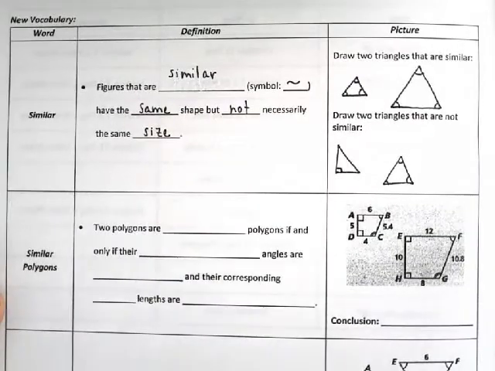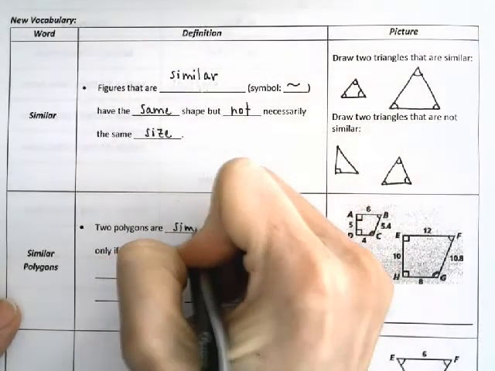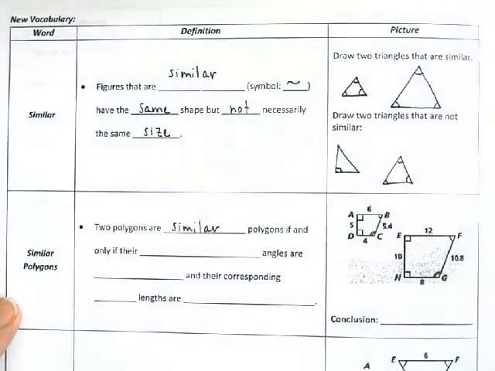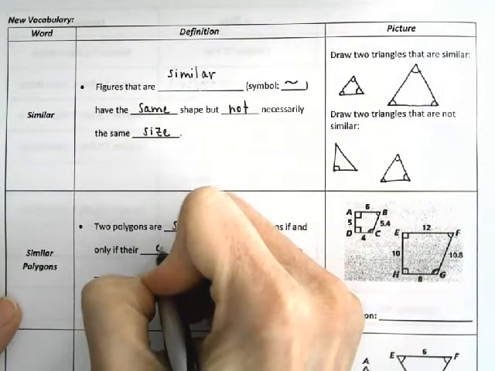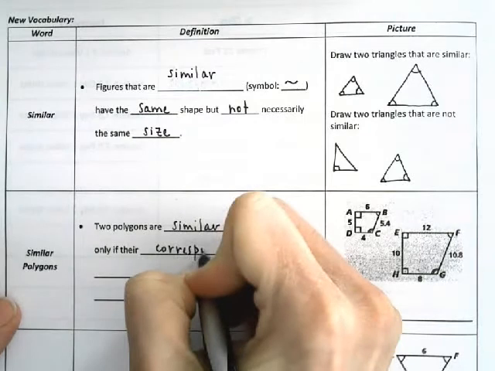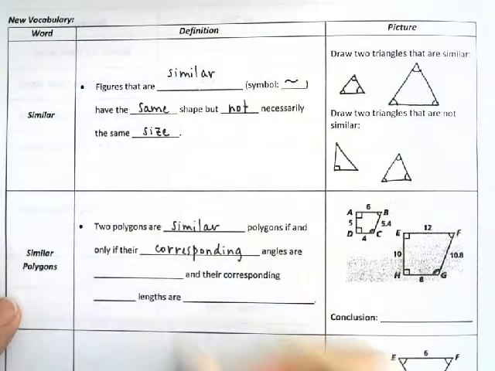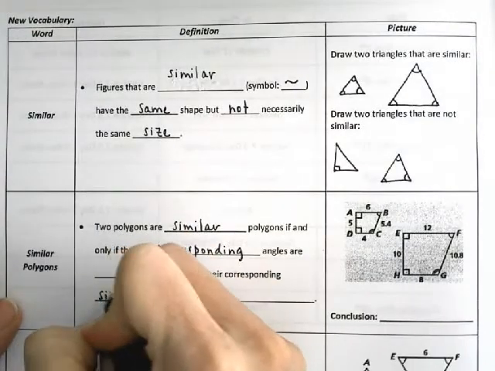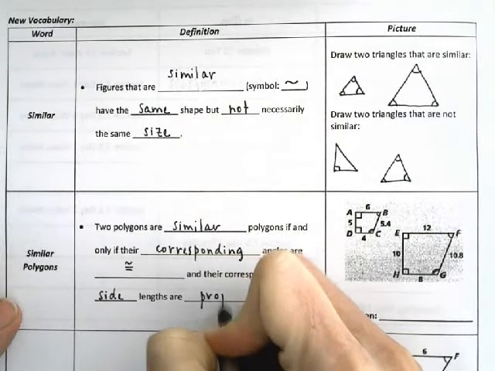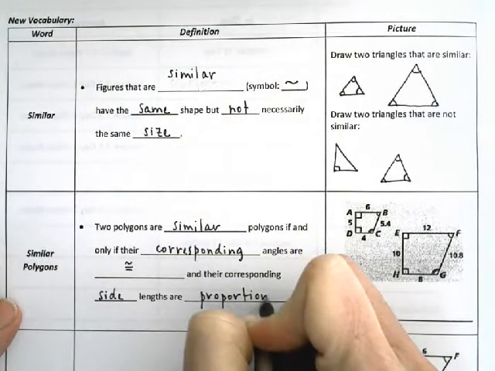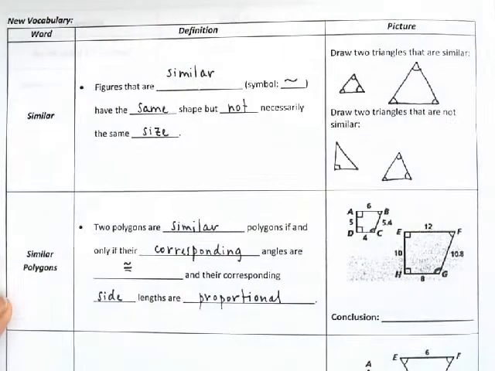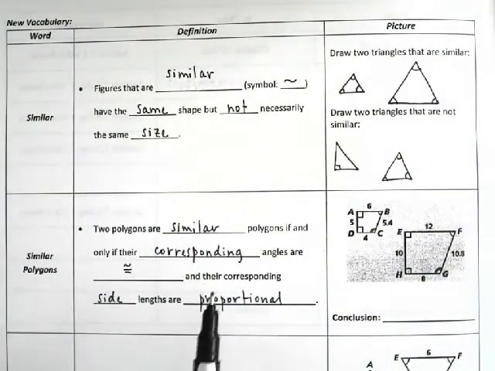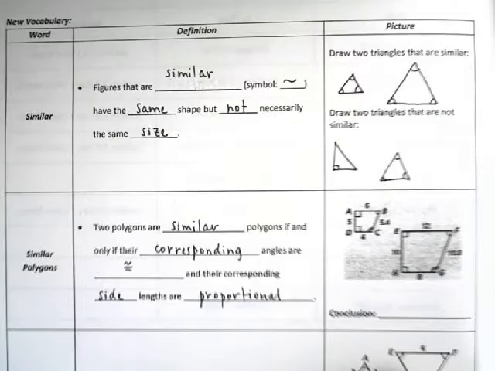Now, two polygons are similar polygons if and only if their corresponding angles are congruent. So that's the first part. So corresponding angles are congruent and their corresponding side lengths are proportional. If you think back to when we talked about congruence, we said to be congruent, all the angles had to be congruent and all the sides had to be congruent. Now we're saying the angles are congruent, but the side lengths are proportional.